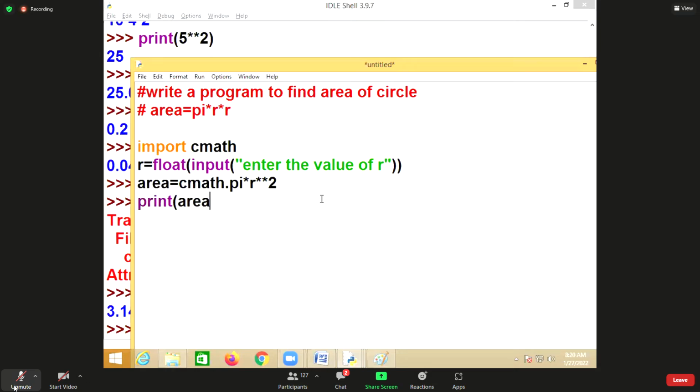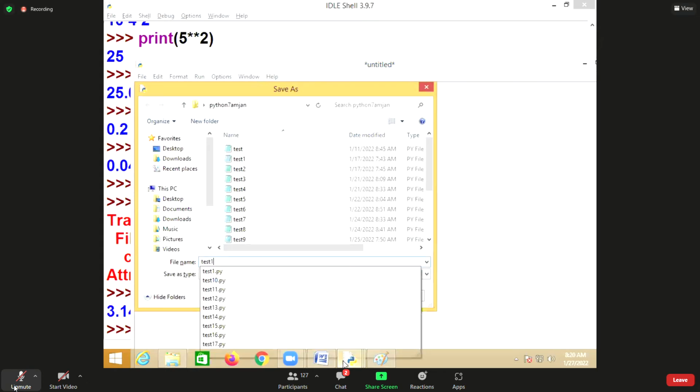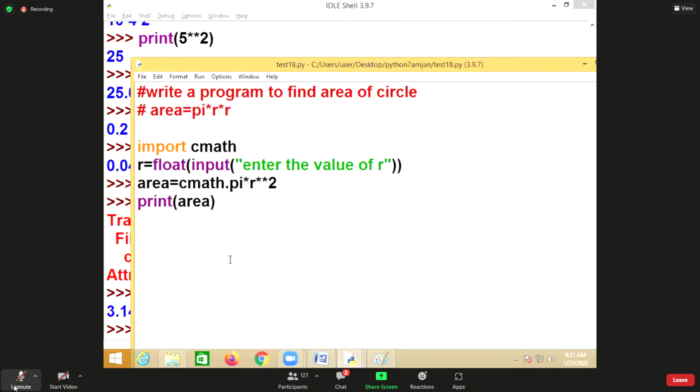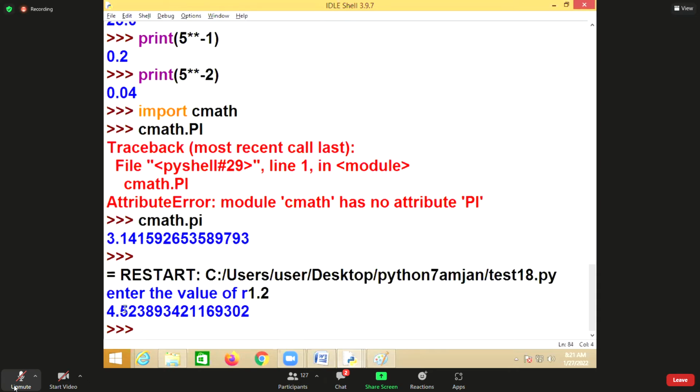Then after that, I'm printing which value? Area. So this is nothing but pi r square. I'm finding the square by using which operator? Star star. Star star is the operator, so that will get the power. Once I run this, it asks to input the value of r. Now the radius is 1.2, and you can see the value is 4.5239 like this.